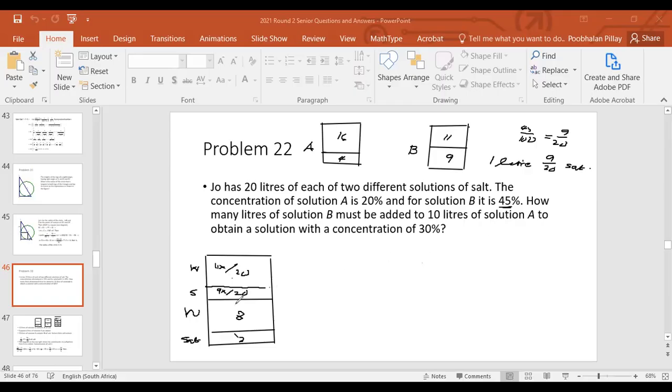That gives us the equation. The total amount of salt we've got in this liquid is 9x over 20 plus the 2, which was there originally. And the amount of liquid is, well, originally we had 10 liters and we added X liters from B, so the total amount of liquid in this thing here is 10 plus X. Now this is equal to 30%. 30% is 3 over 10.